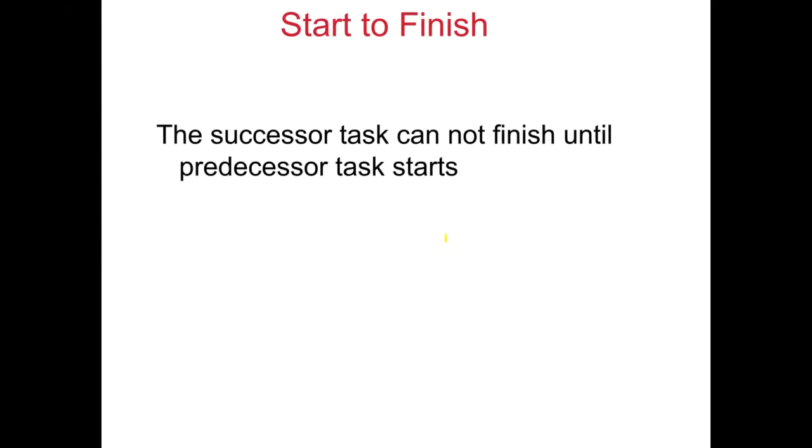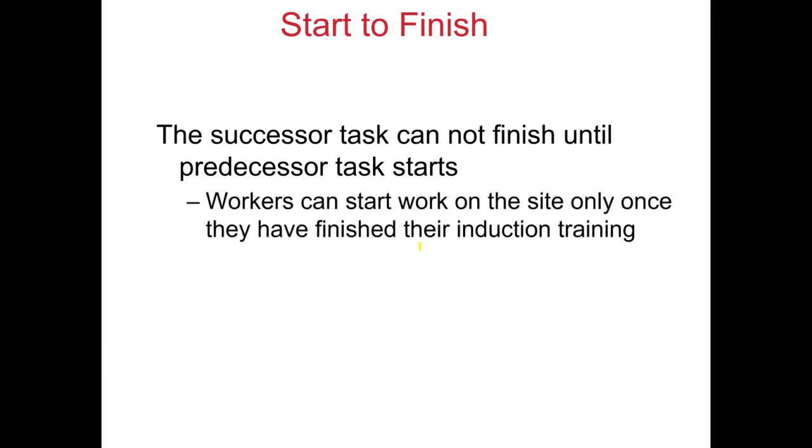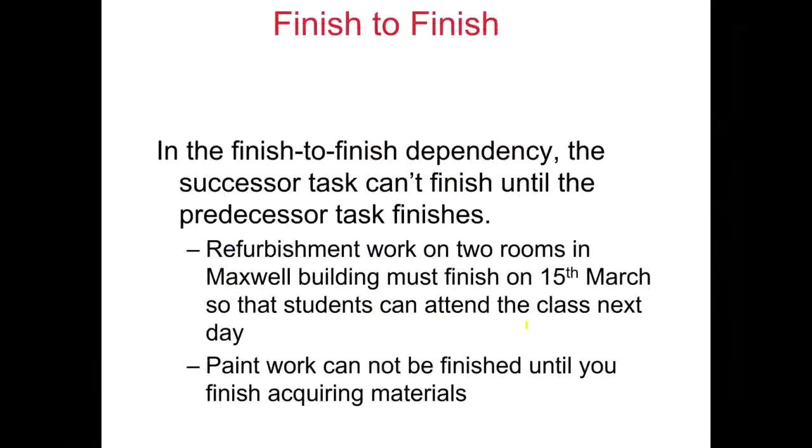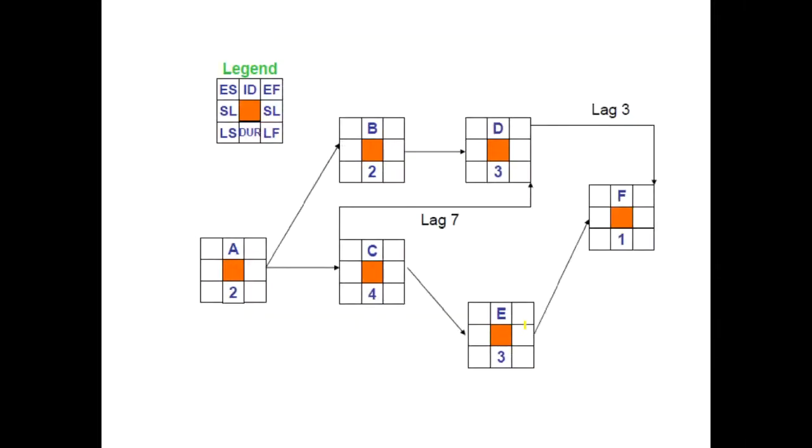So we were talking about relations between activities. The other type of relation is start to finish, where the successor task cannot finish until the predecessor task starts. For instance, a worker can start work on the site only once they have finished the induction training, or you must not start work on the roof until delivery of material has been completed. Operational cannot be finished. Right.